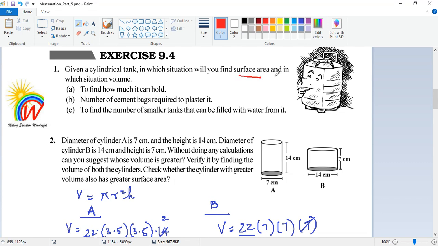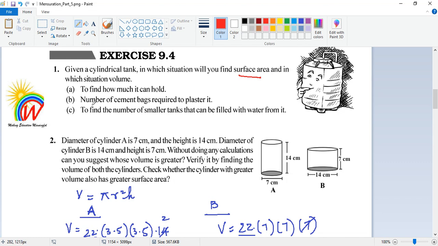Okay, so now we know the difference between surface area and volume, right? Surface area is the area covered by the walls and the roof and the floor. And volume is the space which is there inside the room. So that's your volume.